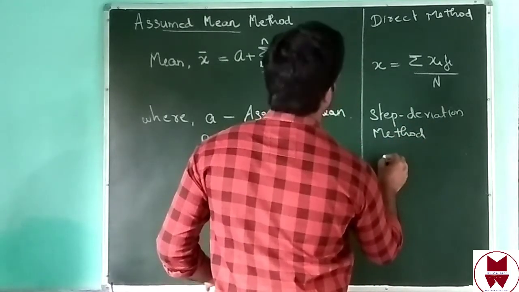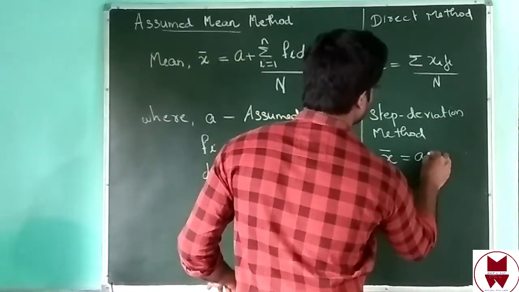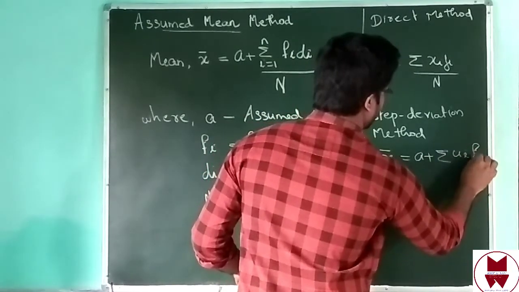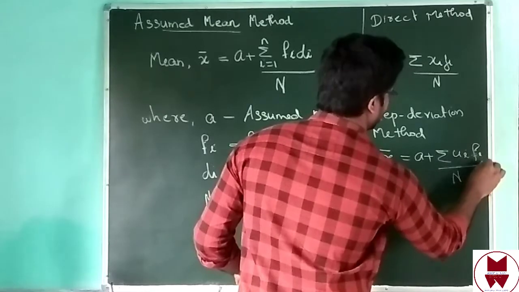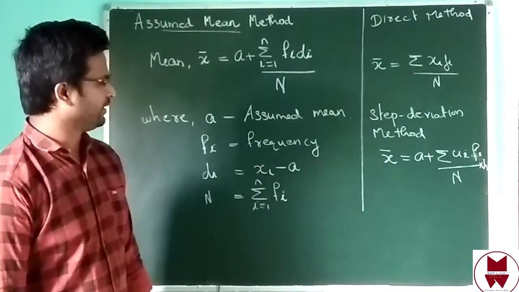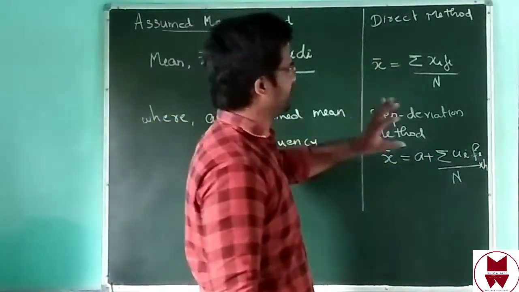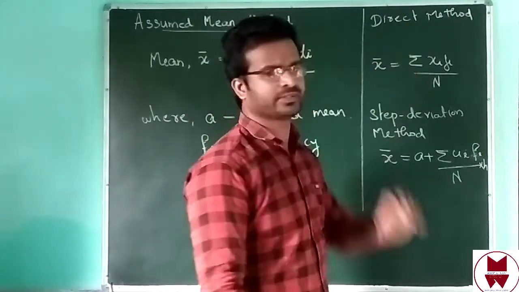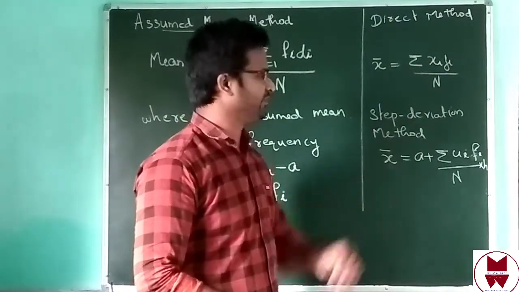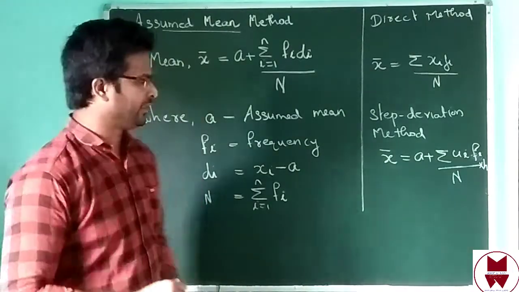That is x bar mean equal to a plus sum of ui fi divided by n into h. This is the step deviation method. And then when will we use this assumed mean method? Check it. If numbers are small, you can use the direct method very easily. If numbers are very big, you can use the step deviation method. But when will we use the assumed mean method, that is the difference.